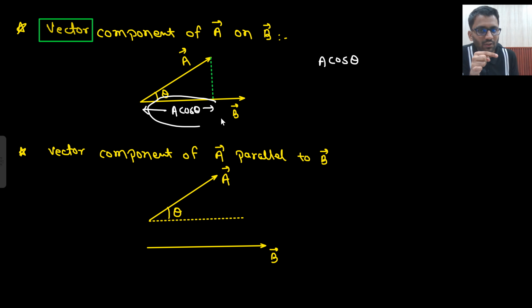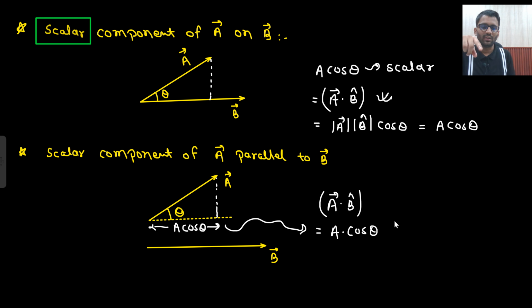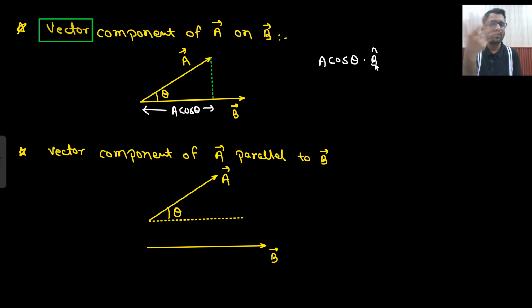So what is the direction of this component? What is the direction of A cos theta on B vector? That will be B cap. Basically cap should be shown by a small letter, but here I am showing it by a capital letter only. This component is the vector component. This was your scalar component, A cos theta, but this is your vector component. If this is your vector component, then I need to show the direction as well.